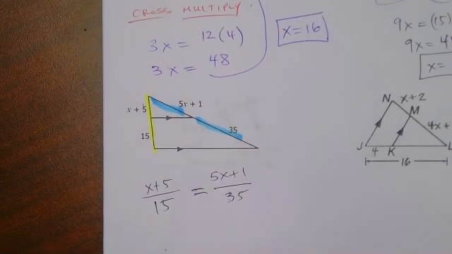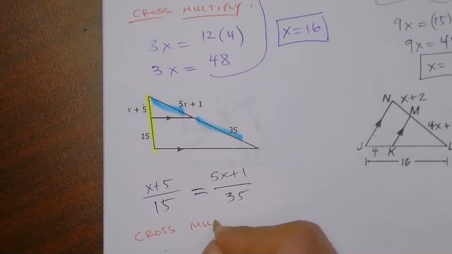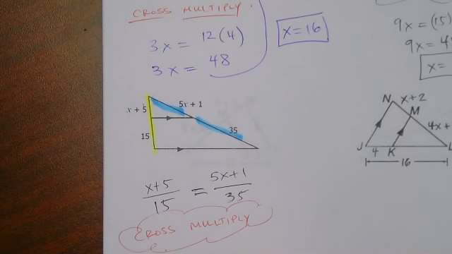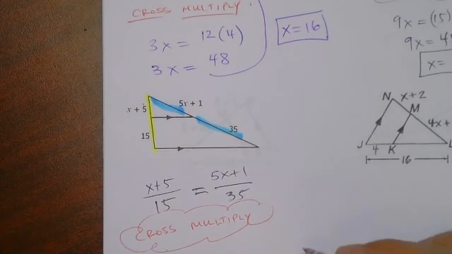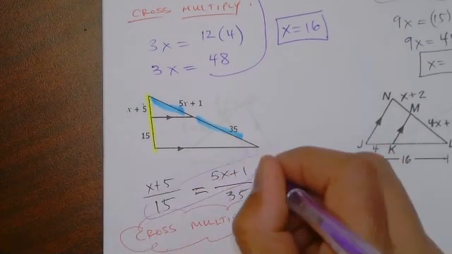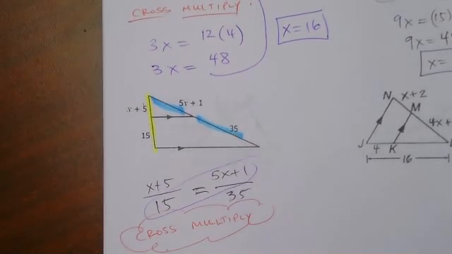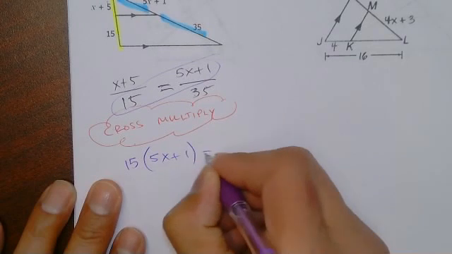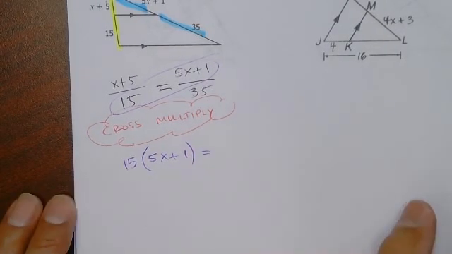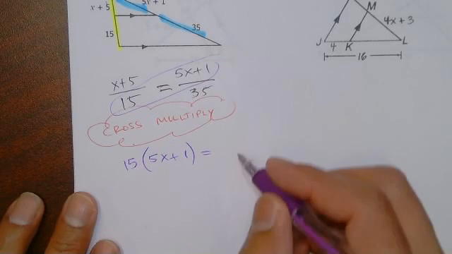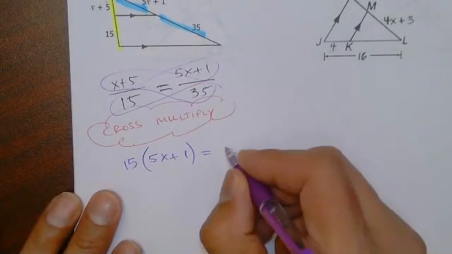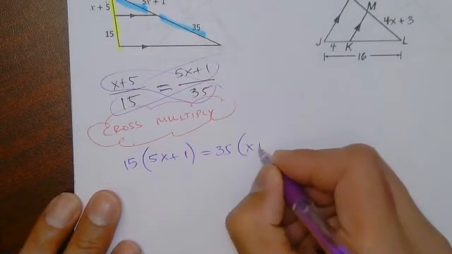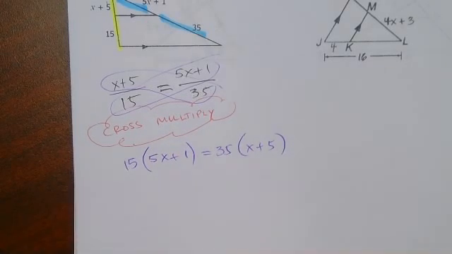All right, we did one like this. We cross multiply, same deal. Don't say we don't know this. We do. Cross multiply. And which one do you start with? It doesn't matter which one you start with, okay? So I'm going to start with this side. That's going to be 15 times 5x plus 1. Don't be trying to multiply right now. Just set it up. 15 times 5x plus 1 equals, now go this way, 35 times x plus 5.